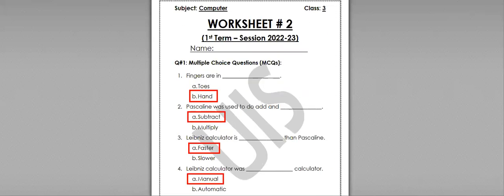Question number 5. How is the present day, means today's or modern day calculator, different from the Leibniz calculator? There are many differences. So you can say no errors. The calculators we use today have nearly no errors, or they can deal with big numbers. The old calculators can deal with a very small amount of numbers, but today's calculator can deal with big numbers, or you can say they are faster. So there are many differences between the modern day calculator and the Leibniz calculator. I just write here two. Along with it, we come to the end of worksheet number 2.